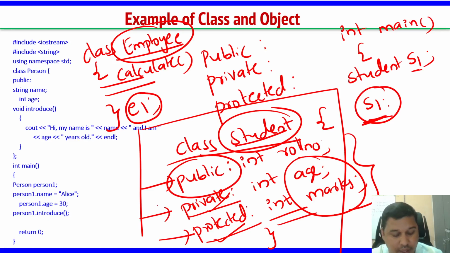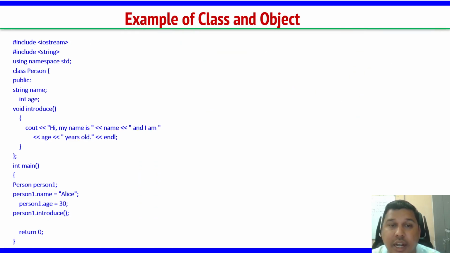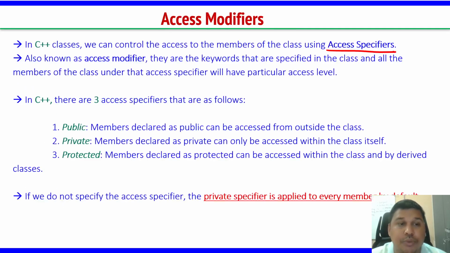I hope I gave the idea, right? Why are we having that? To provide security. To have security, we are having public, private and protected. We will see different examples to understand them better. What will happen when you write public? What will happen when you write protected or private? So we have three access specifiers.